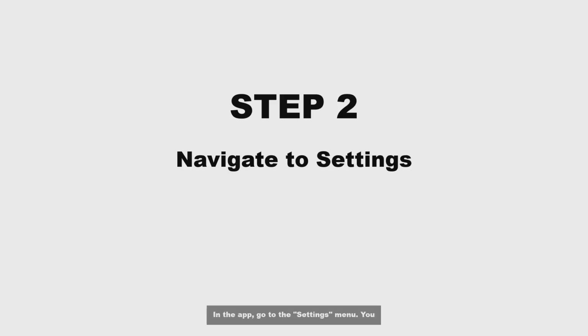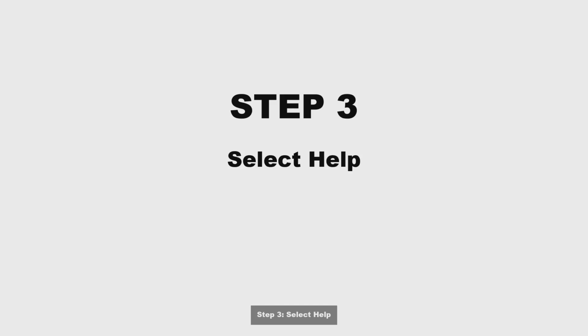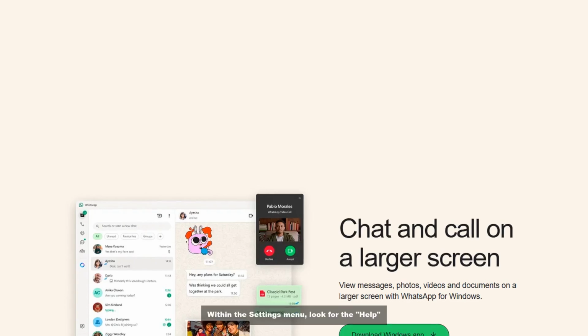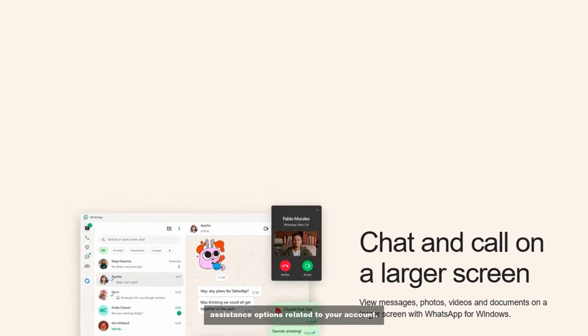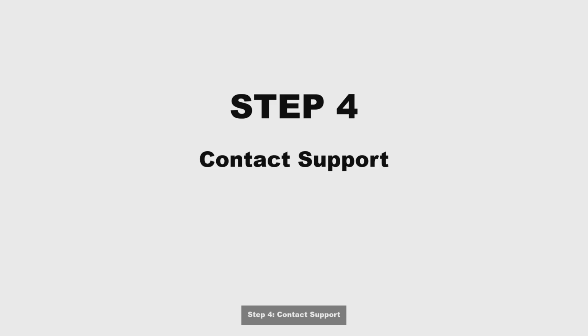Step 2. Navigate to Settings. In the app, go to the Settings menu. You can find this by tapping on the 3 dots in the top right corner for Android or the bottom right corner for iPhone. Step 3. Select Help. Within the Settings menu, look for the Help option. Tap on it to access further assistance options related to your account.